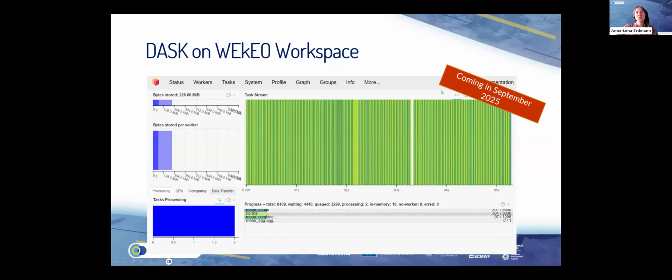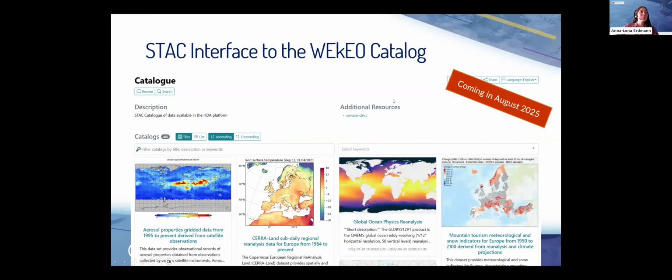This is coming approximately in September 2025, so stay tuned. What is also in the pipeline is a Stack interface to the WEkEO catalog. Stack is everywhere nowadays, and so it will also be in WEkEO soon to be more interoperable with other platforms as well. This is how it approximately looks like in the future, a small prototype we've done already, and this is coming in August 2025, so stay tuned.